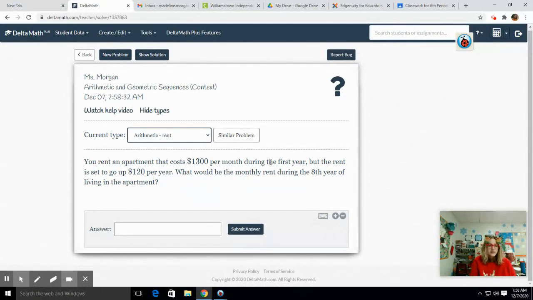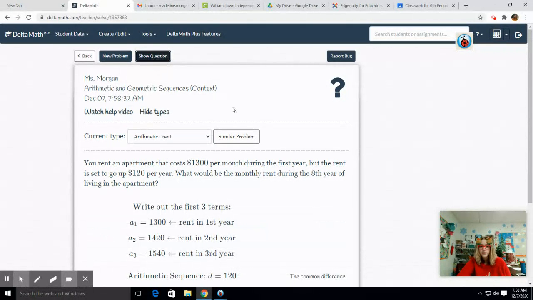So you rent an apartment that costs $1,300 per month during the first year, but the rent is set to go up $120 per year. What would be the monthly rent during the 8th year of living in the apartment? Because it takes too long to write word problems, I'm just going to show you the solution and talk you through this one. So make sure you're writing this down in your notes.